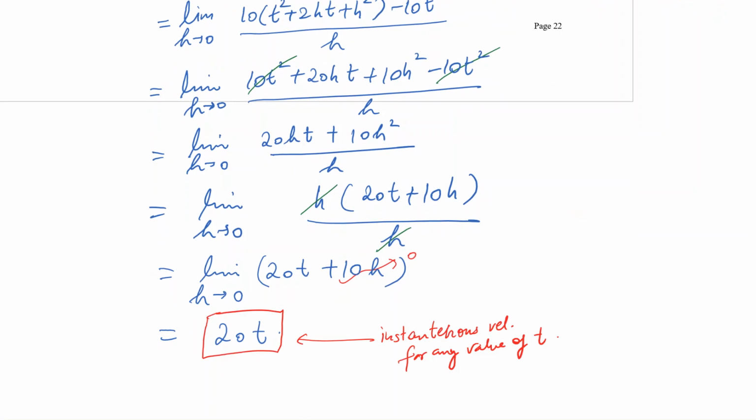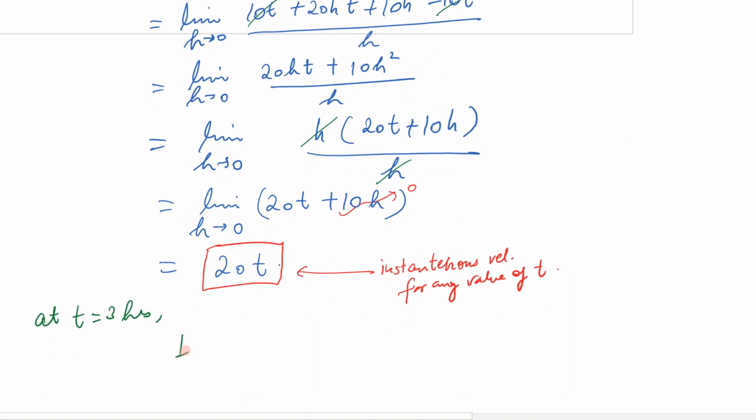But our goal is to find, at t equal to 3 hours, what is the instantaneous velocity? So we can just plug in the value 3. So when t is 3, instantaneous velocity would be 60 miles per hour. So this is the exact velocity when time is 3 hours. Previously we found 60.1, which was our estimate. So it is pretty close.